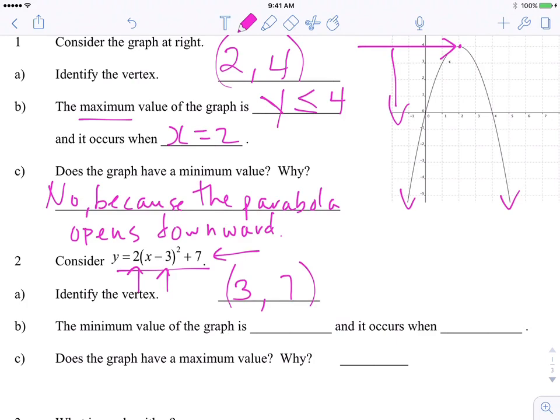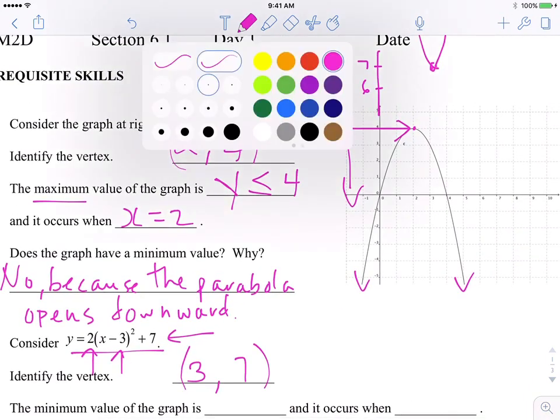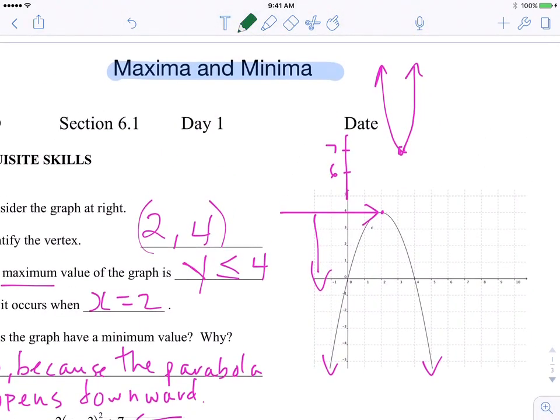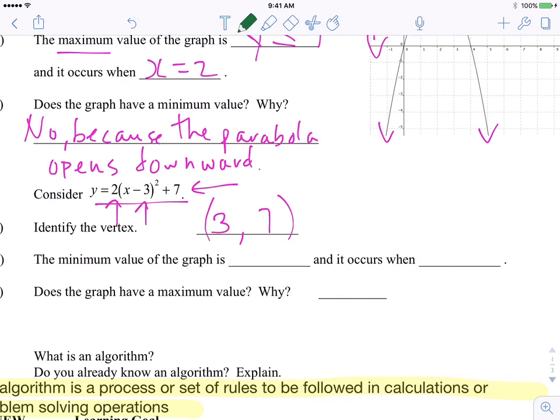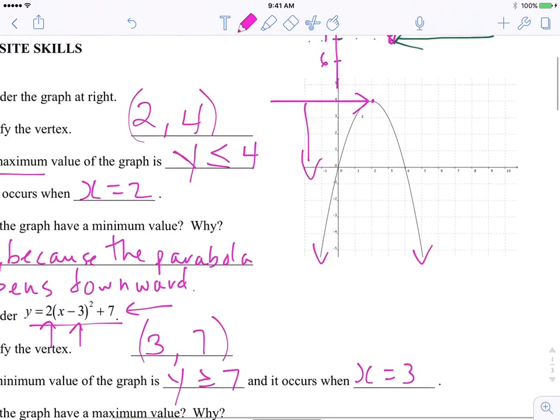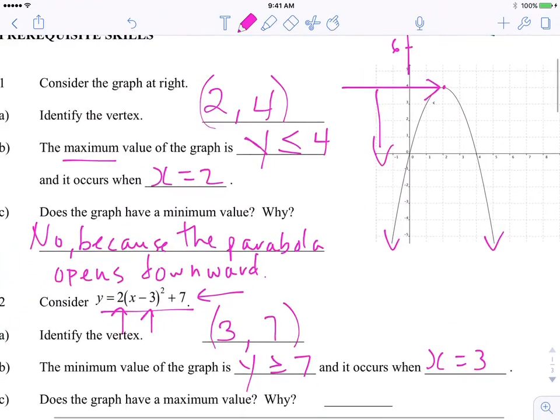The minimum value of the graph, in this case: the graph is limited by the vertex, of course, and the graph is restricted at the vertex, and it only exists above this point, which is y equals 7. So we say the minimum value of the graph occurs above this point, so y is greater than or equal to 7. And it occurs when x equals 3, because that's our vertex. And that minimum value occurs when x is 3.